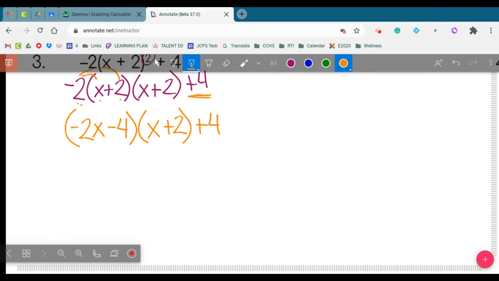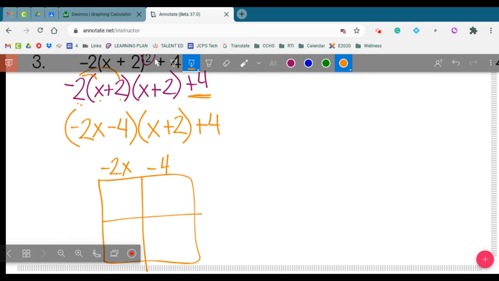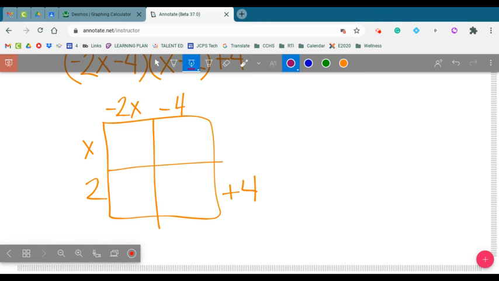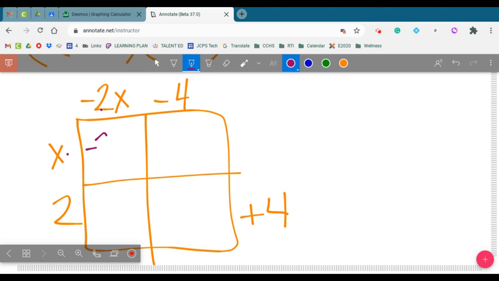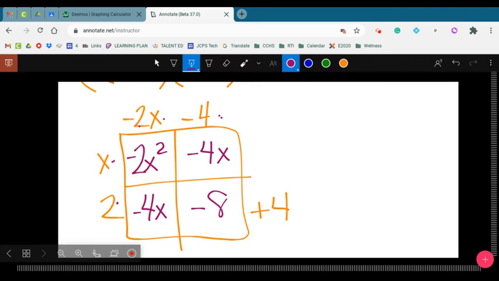So then I can create my box. We have negative 2x minus 4, and x, and a positive 2. And I'm going to tag on this plus 4 at the end so I don't forget about it. X times negative 2 is negative 2x squared. Negative 4 times x is negative 4x. Negative 2x times 2 is negative 4x. And negative 4 times 2 is negative 8.